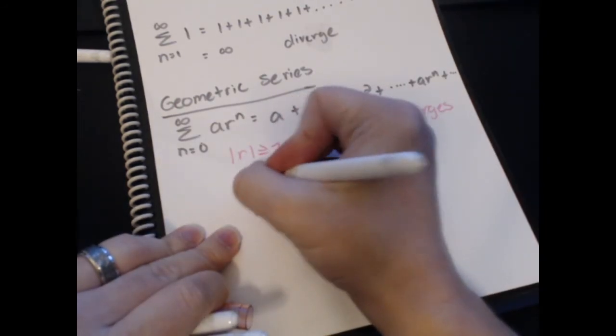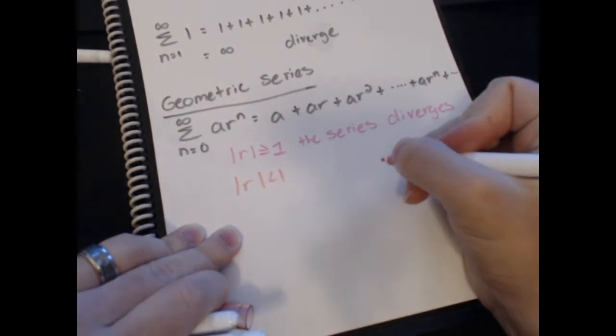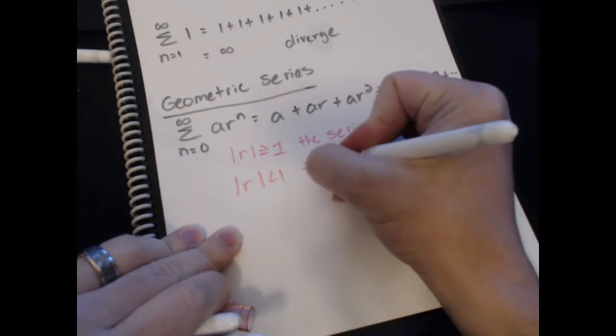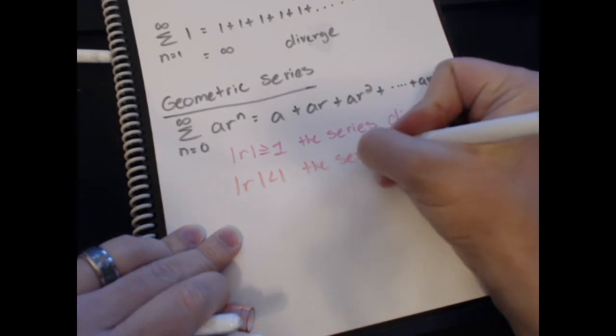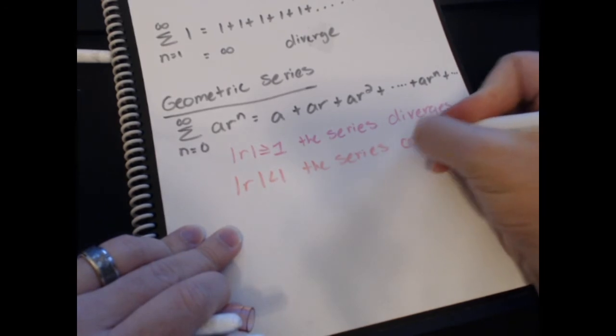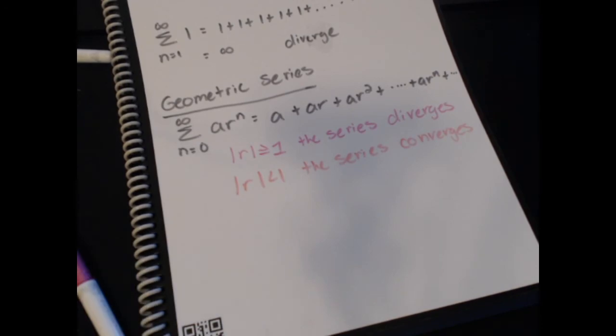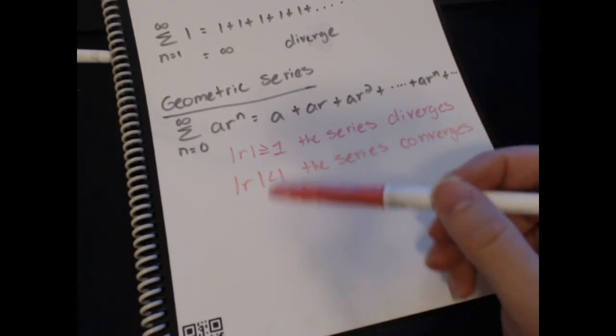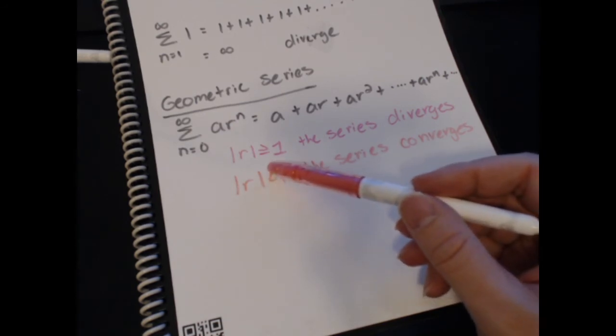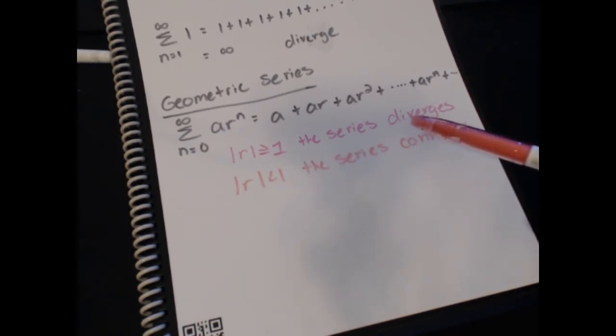If the absolute value of r is less than 1, the series converges. Not less than or equal to, just less than. Yep. Which, that's the way you want it to be. You want one of them to be equal and one of them not to be. So that way, if you got 1, you know it still diverges. Okay.